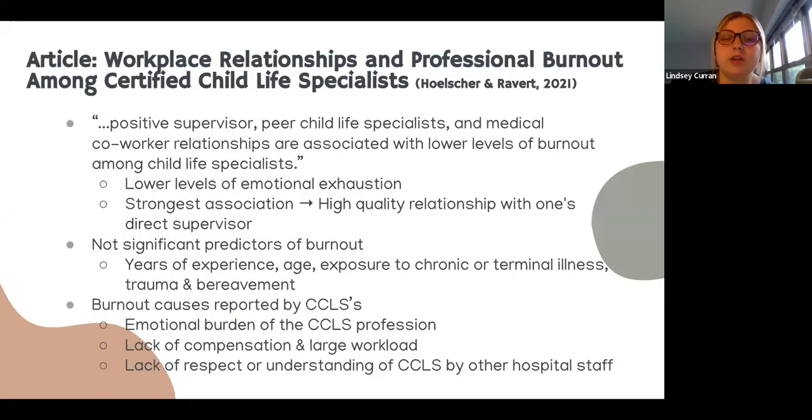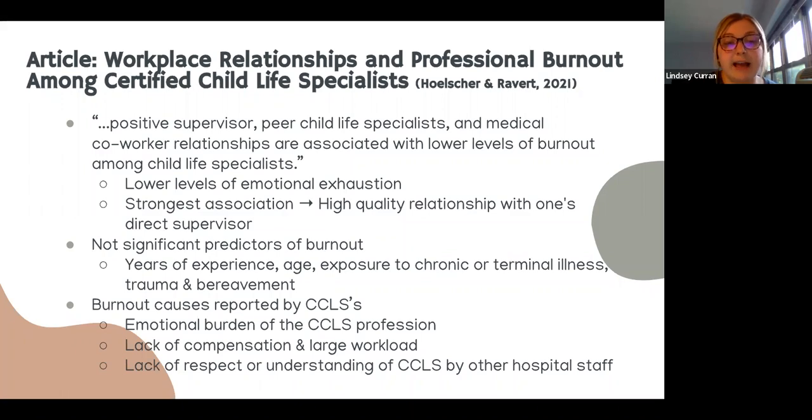One of the articles we found was workplace relationships and professional burnout, specifically among child life specialists. This research was actually done last year in 2021. The main finding was that positive supervisor, peer child life specialist, and medical coworker relationships are associated with lower levels of burnout among child life specialists.